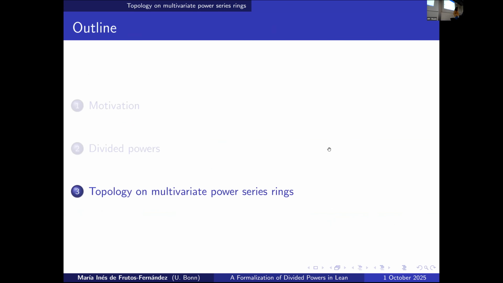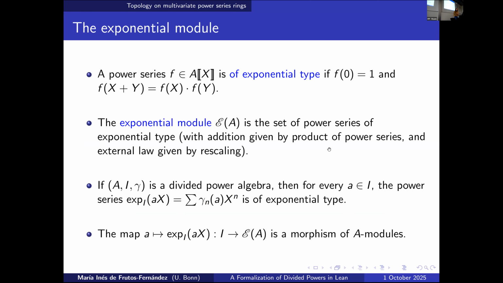In the last part of the talk, I will briefly summarize some of the results that we added. First, I will start with the definition of this exponential module. For this, we will first say that a power series f is of exponential type if f of 0 is equal to 1 and f of x plus y is equal to f of x times f of y. Then the exponential module of A is just going to be the set of all of the power series that are of exponential type.